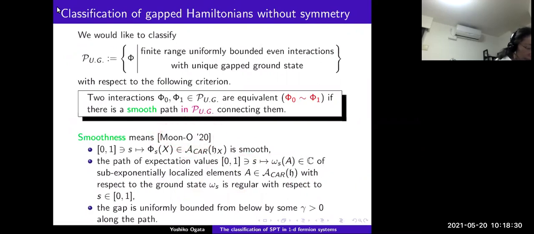And the third one is, again, for each parameter S, our interaction belongs to this set. So there is a gap, gamma S, in the spectrum between the lowest eigenvalue and the rest of the spectrum. And this gap should be bounded from below by some strictly positive value. That is the third condition. This is a bit technical, because we apply this theorem in the paper. But anyway, we require this smoothness for this classification problem. But actually, this is a physically totally natural condition, I think.